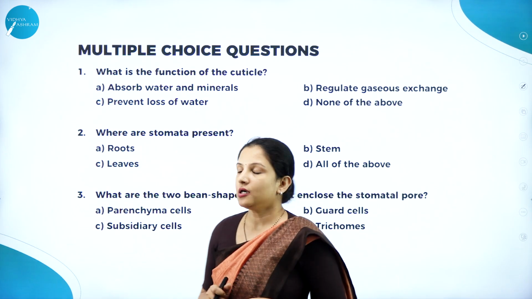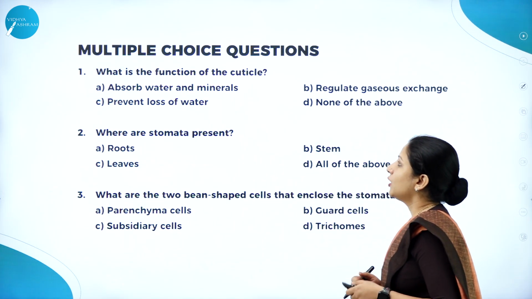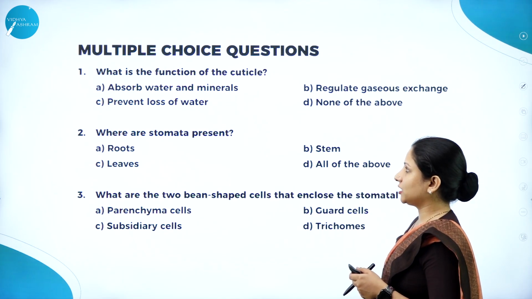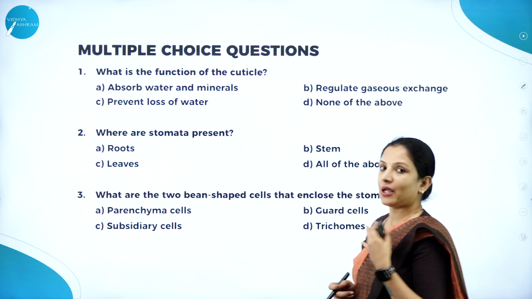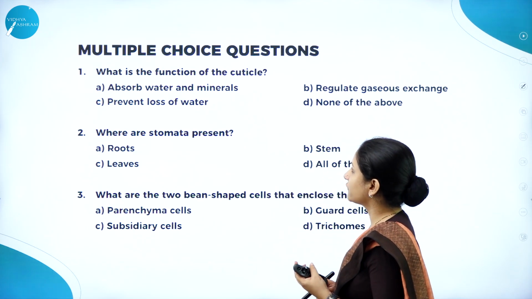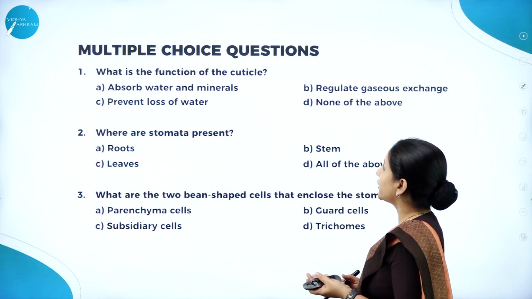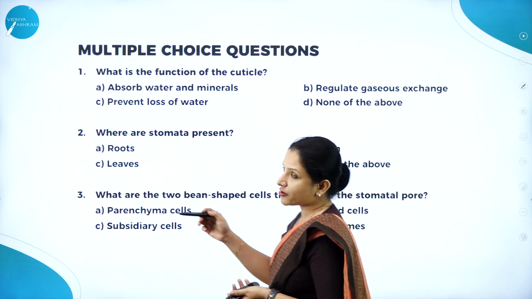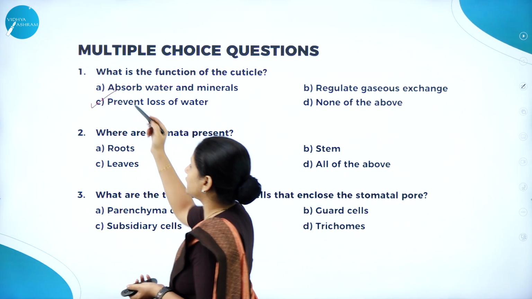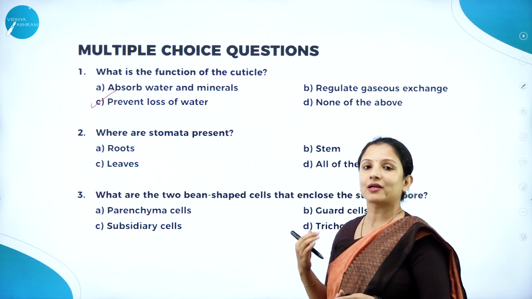Next, let's look into the multiple choice questions. What is the function of the cuticle? So cuticle, where is it present? Above the epidermis. So the main function of the cuticle: it absorbs water and minerals, regulates gaseous exchange, prevents loss of water, none of the above. The main function of the cuticle is to prevent loss of water, because the thicker the cuticle, the lower the transpiration rates.